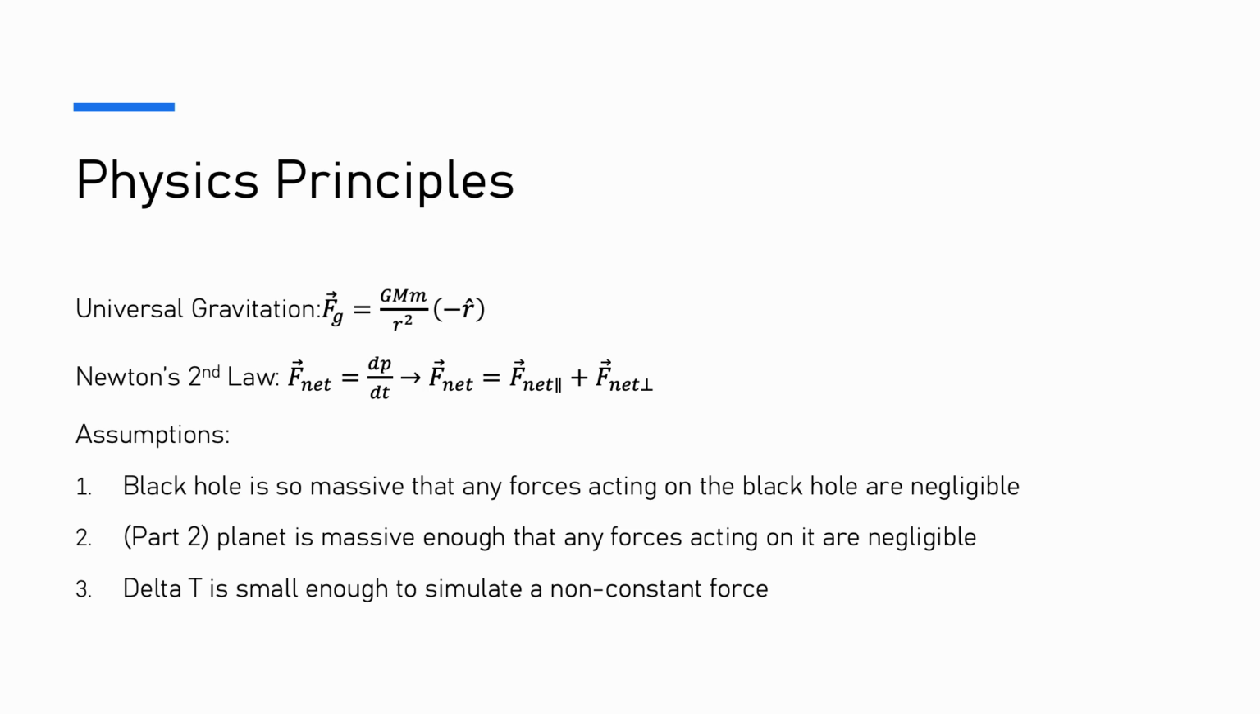The assumptions that we're making while doing these calculations are that the black hole is massive enough that any forces acting on it don't do anything to the black hole, and also in part 2 that the planet is massive enough that the forces acting on it are also negligible. Also, we're assuming that delta T is small enough to simulate a non-constant force because the universal gravitational force is non-constant. However, the code can only run in iterations.